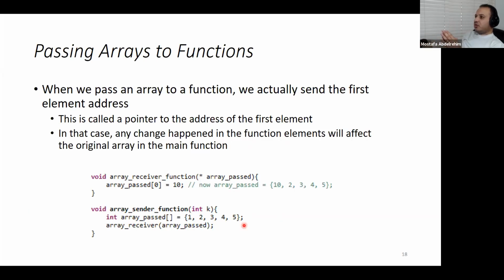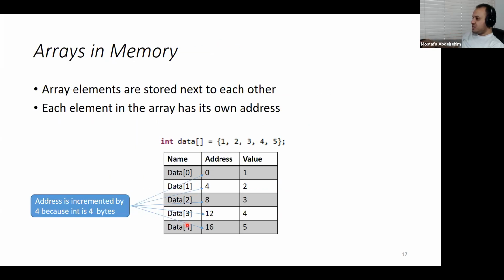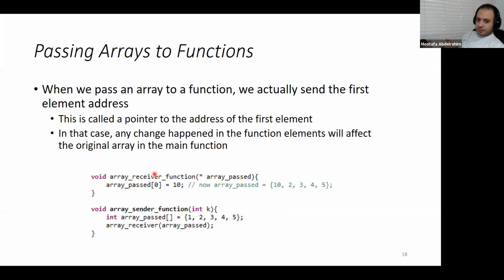Now, if you want to pass the array to a function, just as an argument for the function, you send it very simply like this. But basically, what's happening in here is only the address of the first location, in that case for example data 0, will be sent to the function. And when we receive it, we do it in that way. This is called a pointer. So it's pointing to the address of the first location of the array.